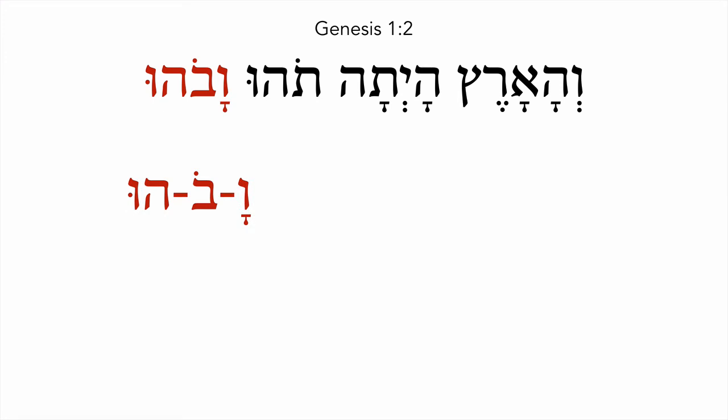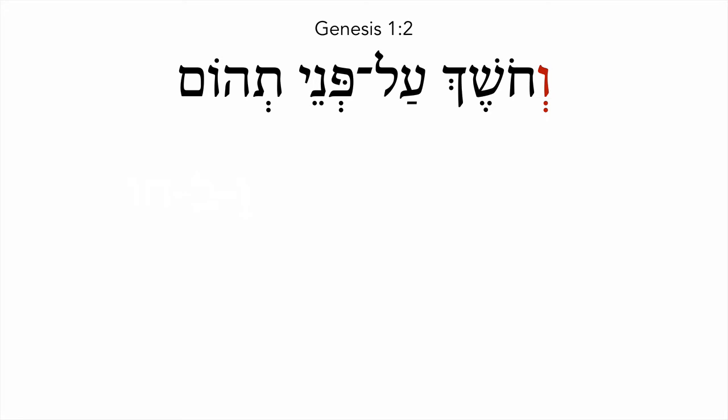Va, vo, hu. So here's our vav with a vowel, a kametz, va. Here's our bet, but it doesn't have a dagesh, so it's going to be soft. V. V plus our vowel, vo, and hu. You'll notice these two words rhyme. To-hu, va-vo-hu. That is waste and void, or formless and void.